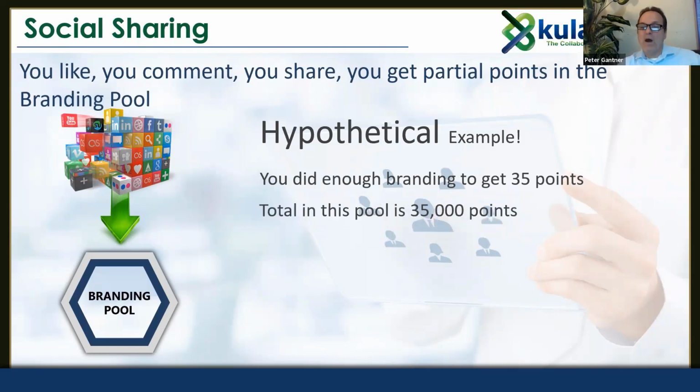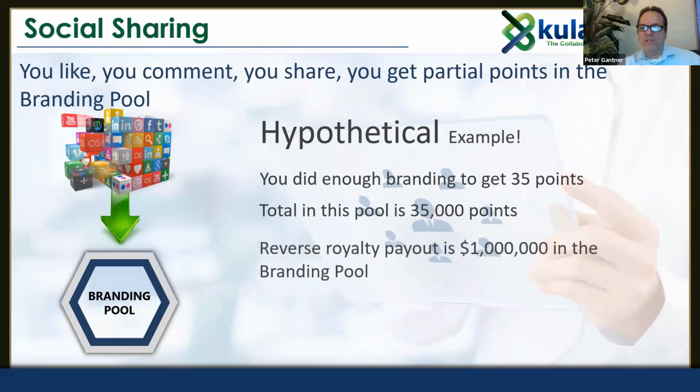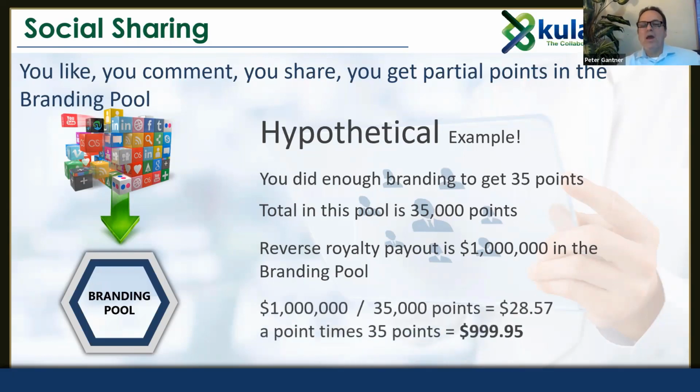Let's say that this one had 35,000 points in it. By the way, we do not currently have a branding and marketing pool with 35,000 points in it or 55,000, which is the max, right? Reverse royalty payout is $1 million again, because this is on the same brand. We're talking about this is one brand. You did the crowdfunding, and now on that same brand, you created 35 points in the brand. And by the way, are there people with 35 points in a branding and marketing pool? Yes, there are. Okay? $1 million divided by the 35,000 points equals $28.57 a point.